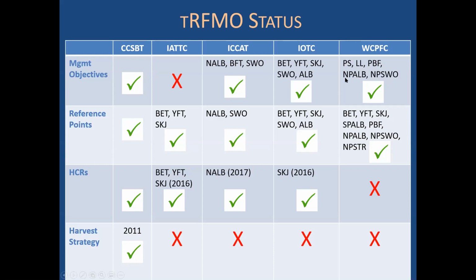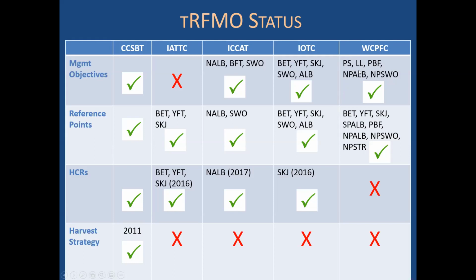WCPFC is unique in that their management objectives, they have adopted them not just for stocks, namely Pacific bluefin, North Pacific albacore, and North Pacific swordfish, but they've also adopted management objectives for fisheries, their tropical tuna purse seine fishery, as well as their longline fisheries, both their southern longline fishery and their more tropical longline fishery.